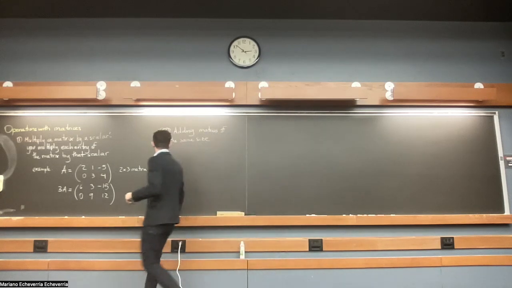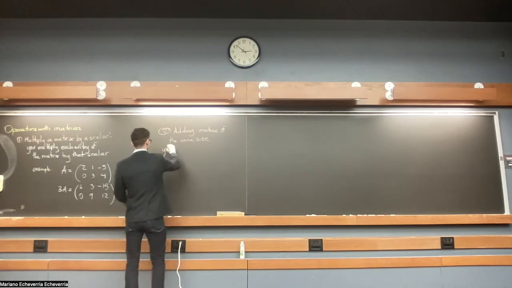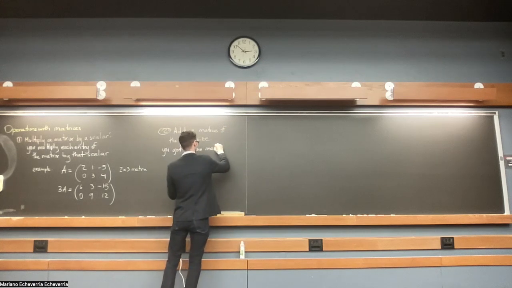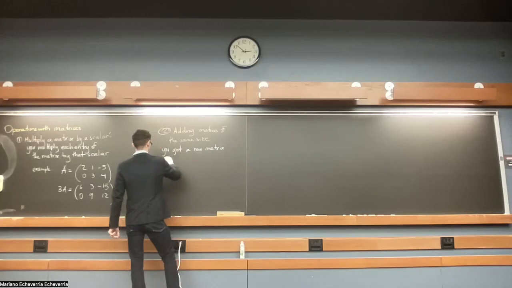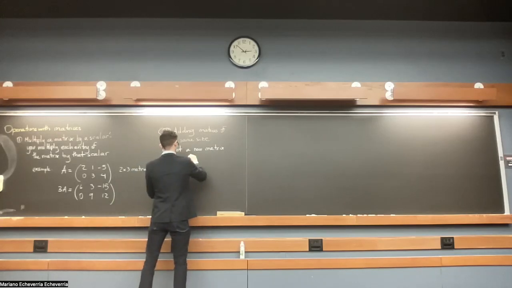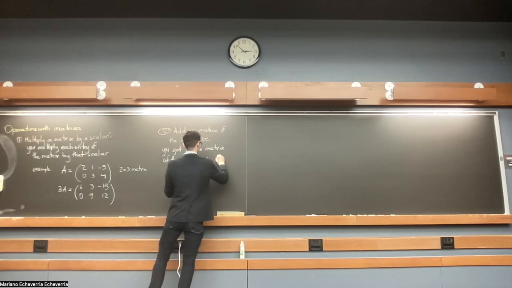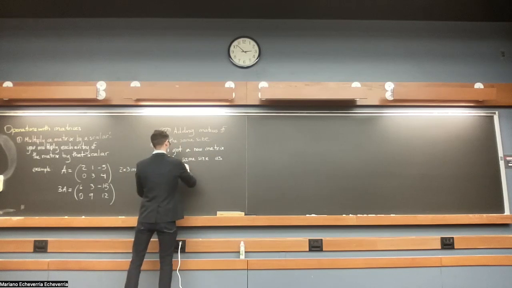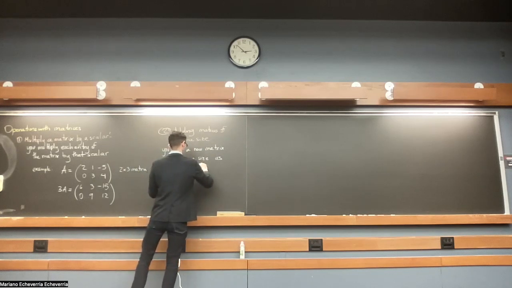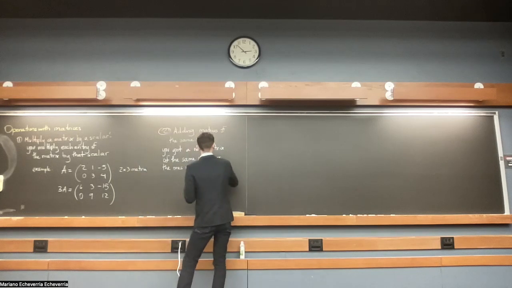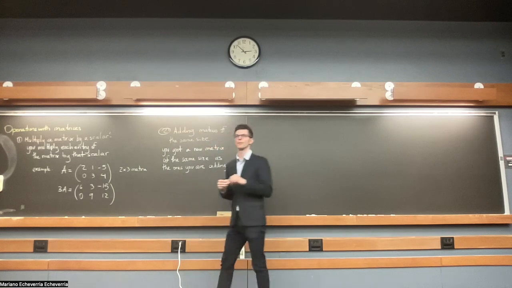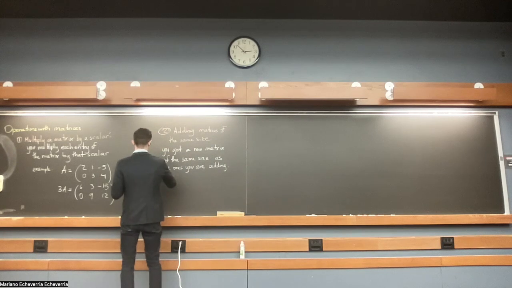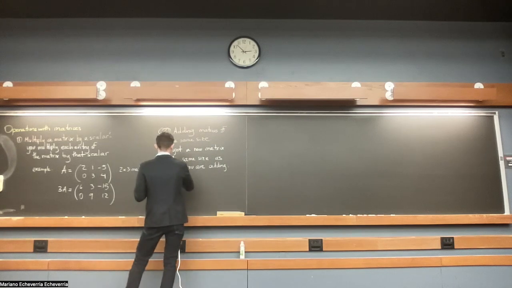So you get a new matrix of the same size as the ones that you are adding, and basically you just do the addition individually. You add each entry, you add the corresponding entries of the matrices.